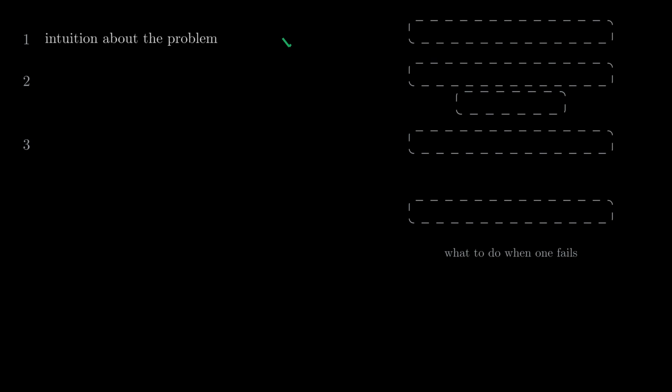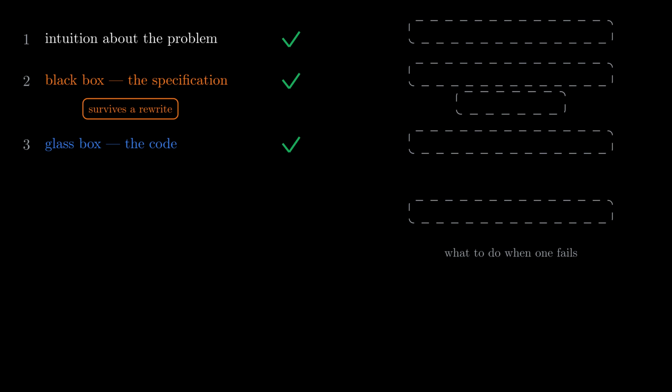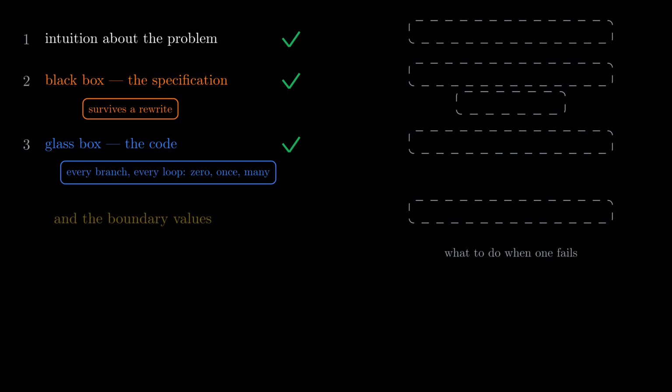Pull it together. Three sources for a case: intuition about the problem, plus the two discipline techniques, the specification alone, and the code's own paths. Black box cases survive a rewrite. Glass box cases cover every branch and every loop, zero times, once, and many times. And they still need boundary values because a path complete suite passed a function that mishandled -1.